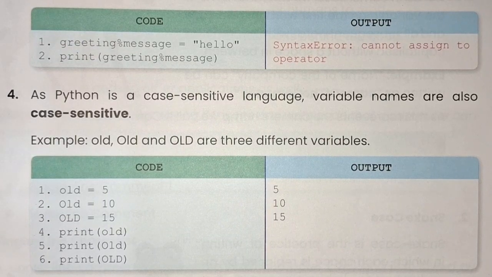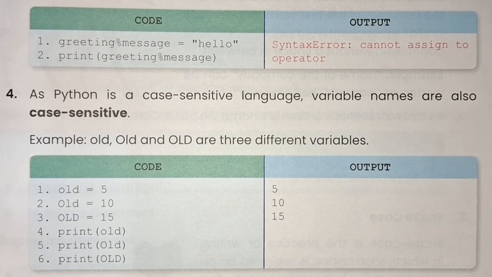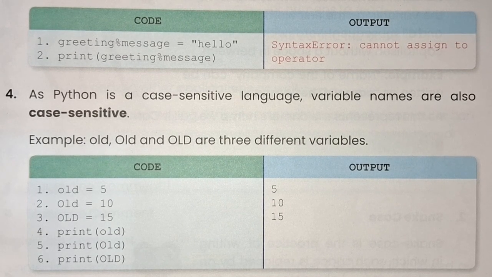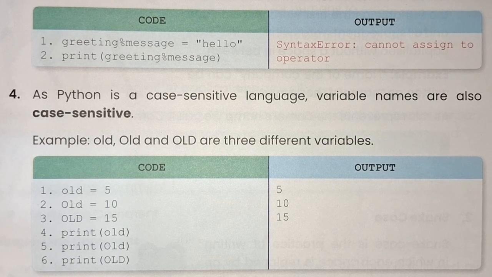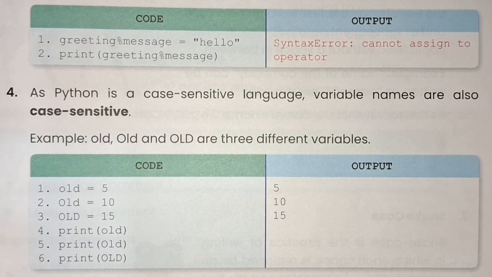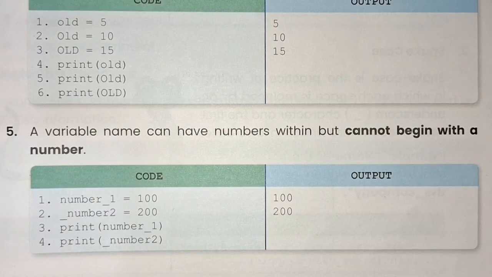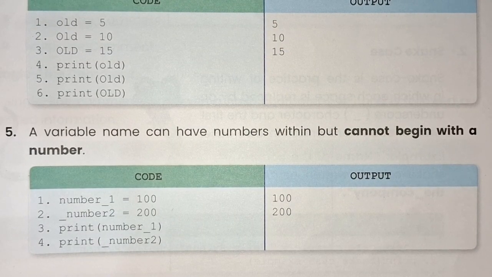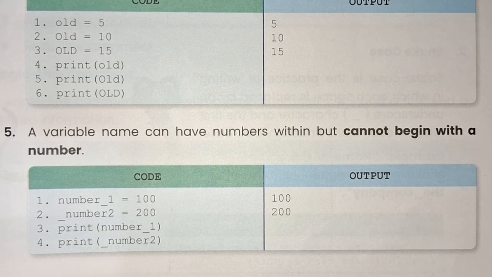Fourth, as Python is a case-sensitive language, variable names are also case-sensitive. For example, small o small l small d (old), capital O small l small d (Old), and capital OLD are three different variables. Fifth, a variable name can have numbers within it, but cannot begin with a number.